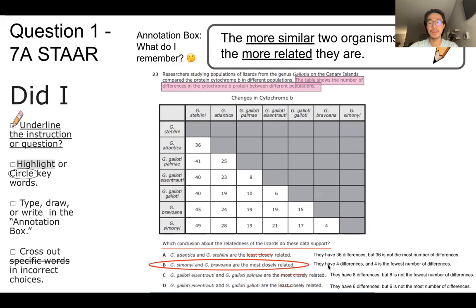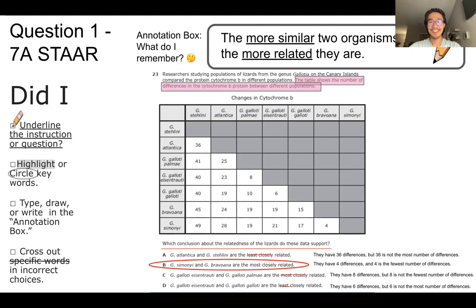So coming back to B, let's check if it's true that these two species are really the most closely related. So let's look at the table. Let's look at the lowest number. The lowest number means it's got the fewest differences. Fewest differences means they're the most similar. So indeed, 4 is the lowest number on the table, and it is between G. simonii and G. bravoana. So these two species are the most closely related.